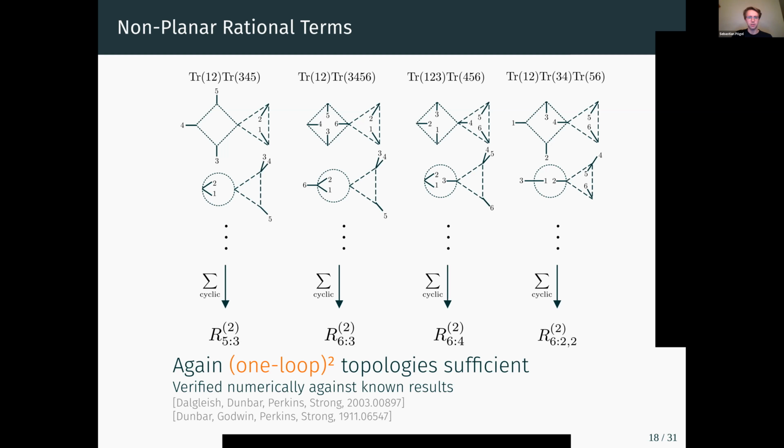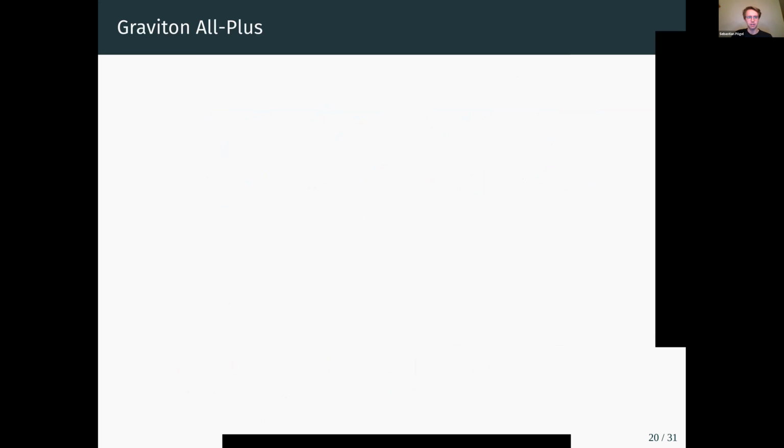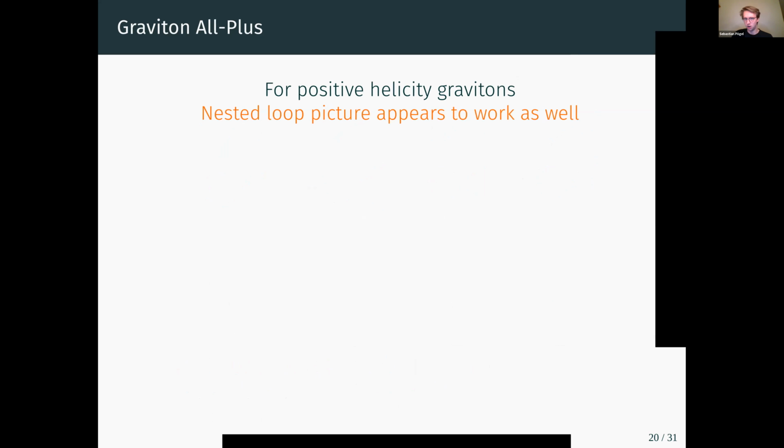Okay, so far this has all been about Yang-Mills. Now, of course, this meeting is called UCD meets gravity, so there must be some gravity somewhere. And this is something that we're also still working on at the moment, specifically the application of this construction to the graviton all-plus amplitudes. The reason why this would make sense to look at is that for amplitudes of positive helicity gravitons, this kind of nested loop picture has already been shown to work in cases.